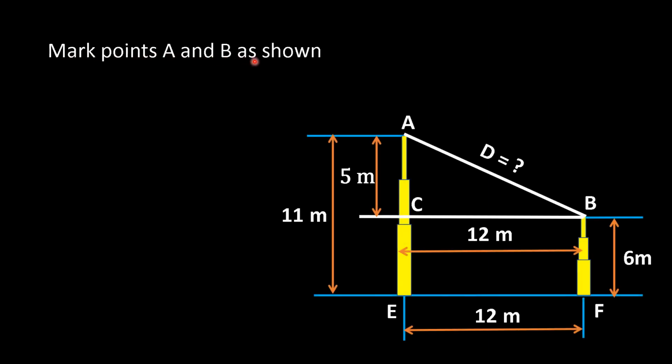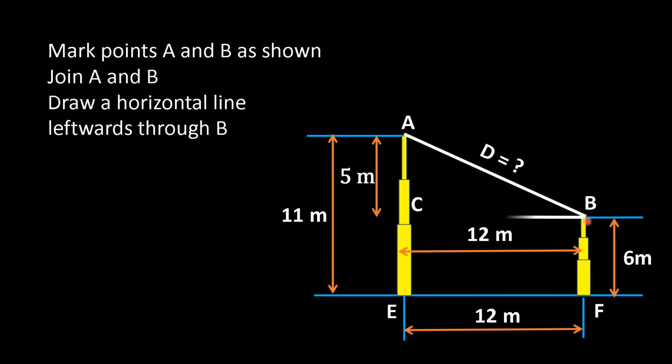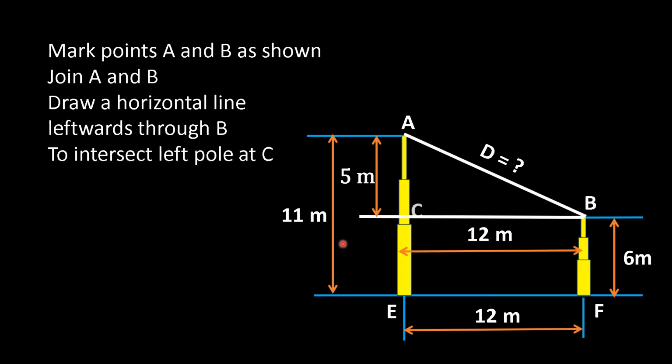Mark points A and B as shown. Join A and B. Draw a horizontal line leftwards through B to intersect the left pole at C. BC equals EF equals 12 meter. AC will be 11 minus 6, that is 5 meter.